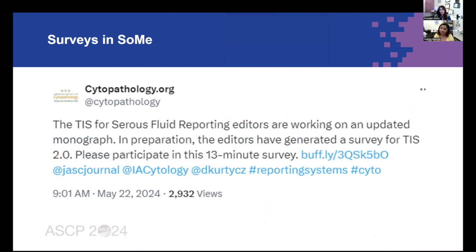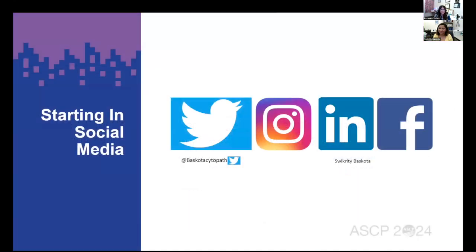There are a couple of surveys which I came across when I was part of social media. I saw that the classification systems, when they are evolving, send surveys to get input from not only a national but also an international audience to make it more robust. So that is another use of social media. I'm going to give this next slide to Dr. Sukriti, who's going to talk about how to start in social media.